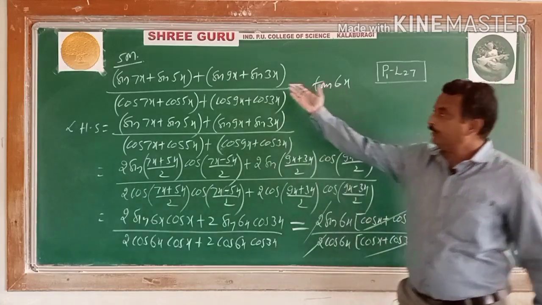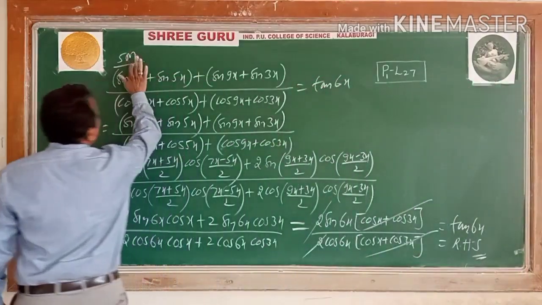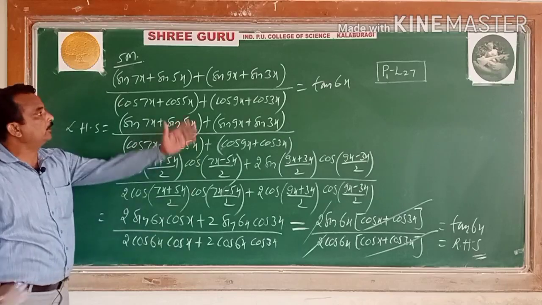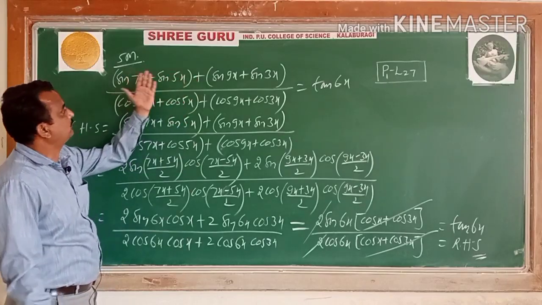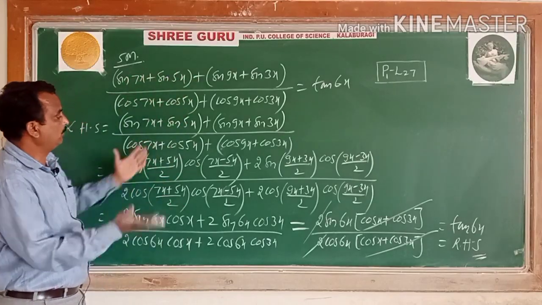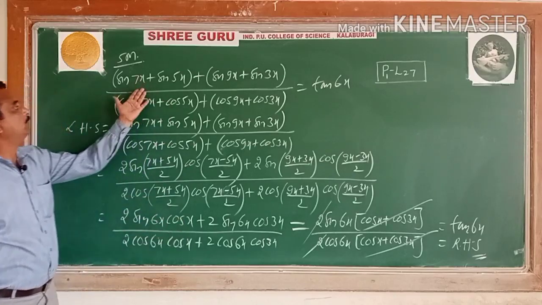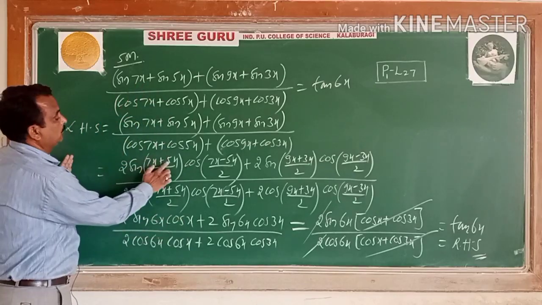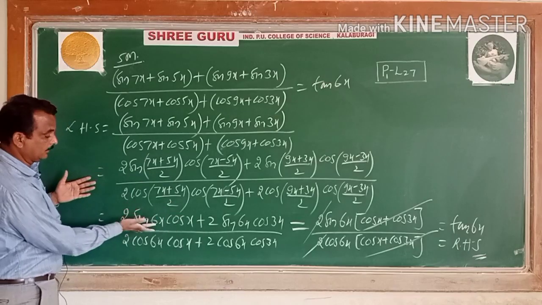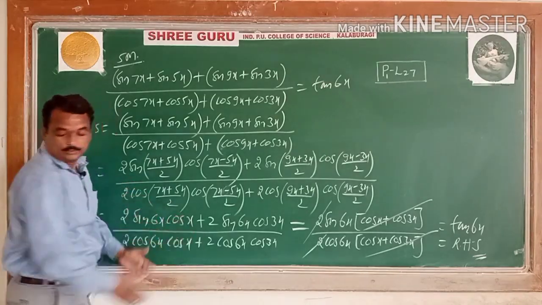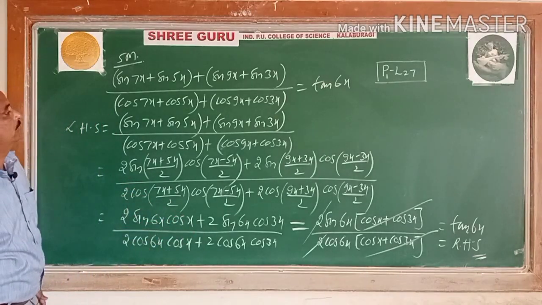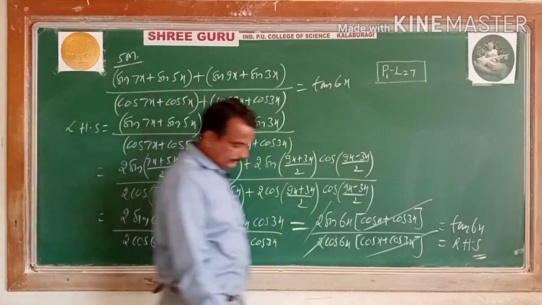This is a 5 marks question, once asked in the annual examination. The same type he may give like that also, with 9x, 7x. At that time you should arrange the terms so that you get even terms, like 7x plus 5x giving 6x, and arrange the terms accordingly. So this is your tan of 6x.